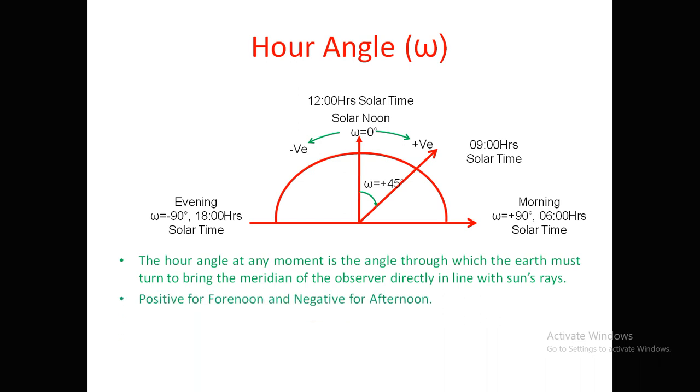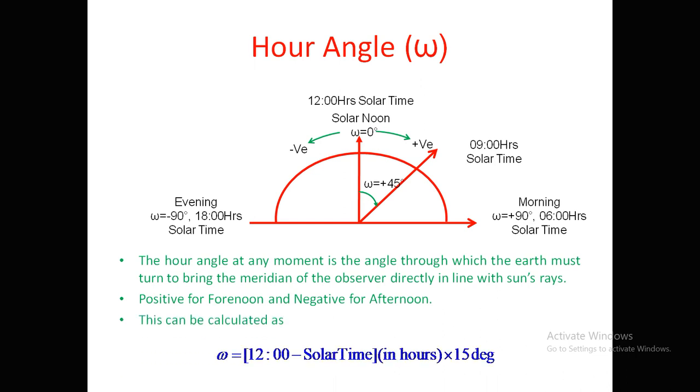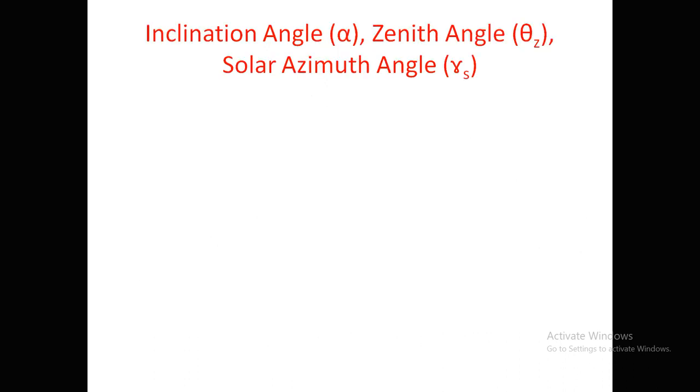So this will be positive for forenoon and negative for afternoon, and this will be calculated using this formula: omega equal to (12 minus solar time in hours) times 15 degrees. Okay, this is the calculation part, and let us move on to some other angles. Now please keep some concentration on it.